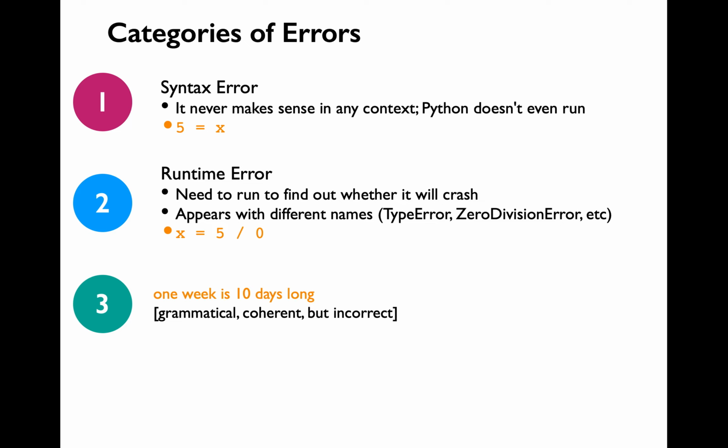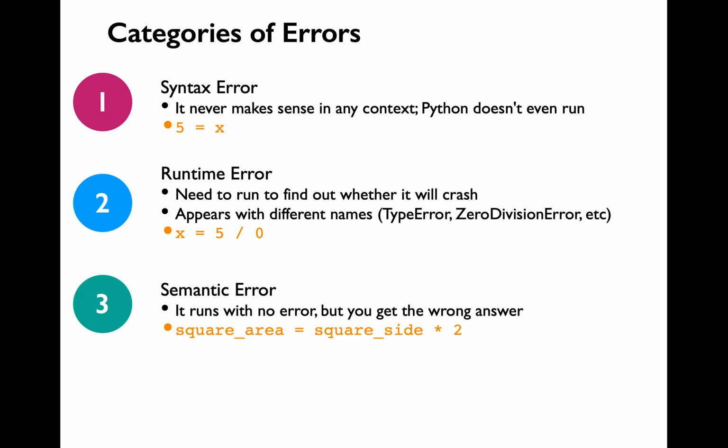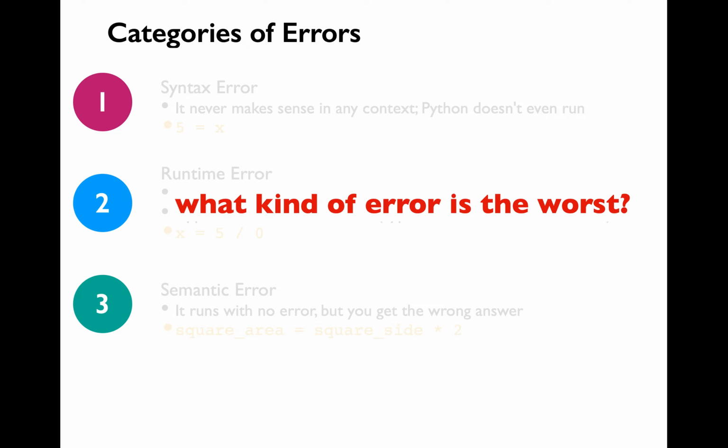One week is 10 days long. The sentence is both grammatical and coherent, but it is incorrect. Obviously, one week is 7 days long. Such errors are called semantic errors. Your program will run without producing any kind of error, but the computation result will be incorrect. An example of a semantic error would be area of square is equal to side of square into 2. Think about how you can fix this particular semantic error here.